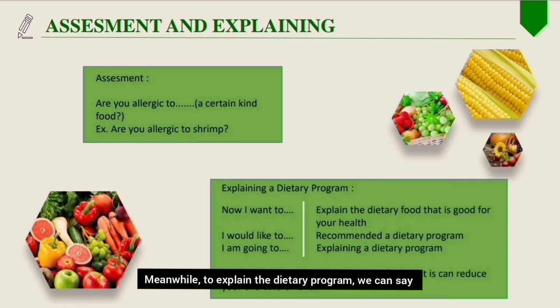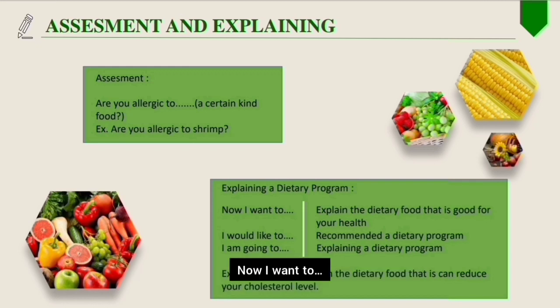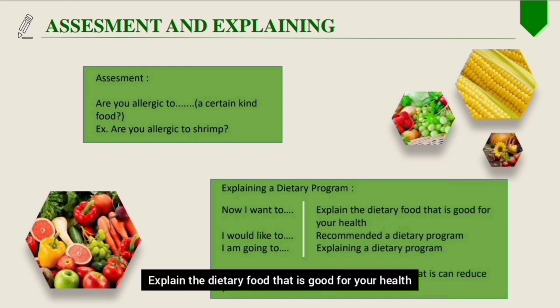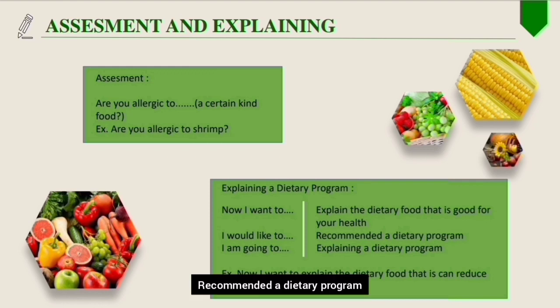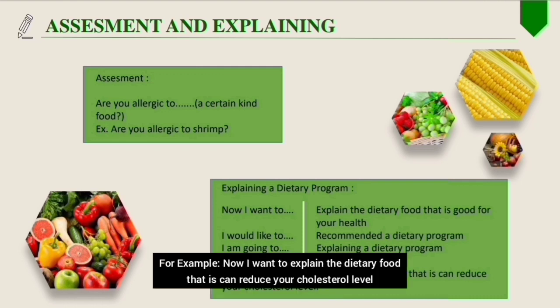Meanwhile, to explain a dietary program, we can say, now I want to blah blah blah. We can also use I would like to blah blah blah. And the last we can use I'm going to blah blah blah. And we can add explain the dietary food that is good for your health or recommended dietary program. For example, now I want to explain the dietary food that can reduce your cholesterol level.